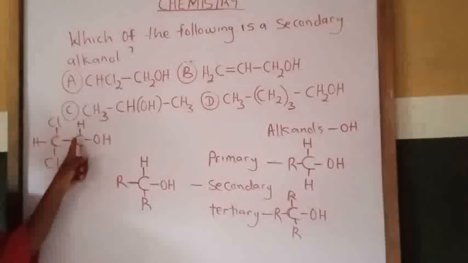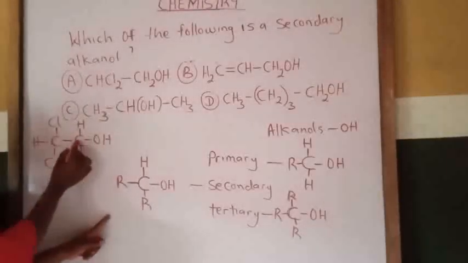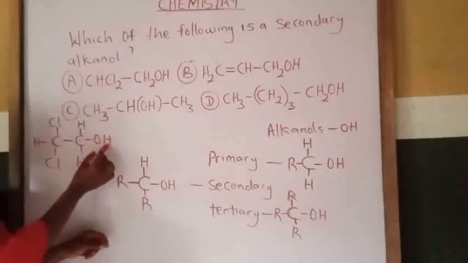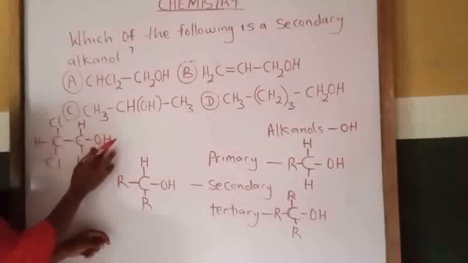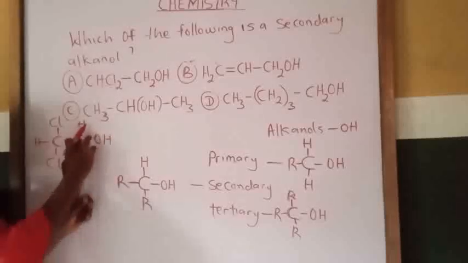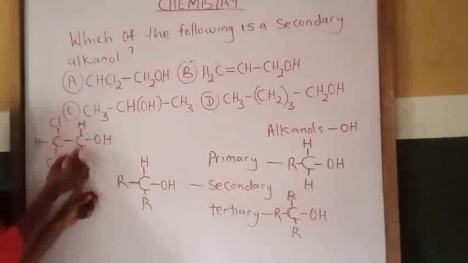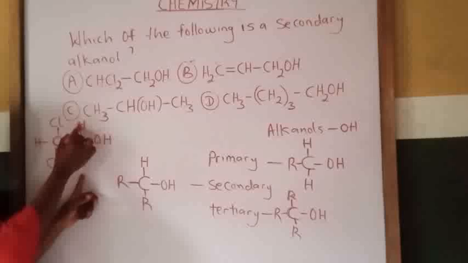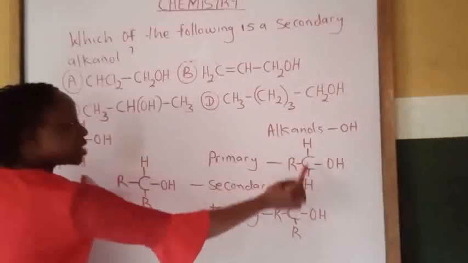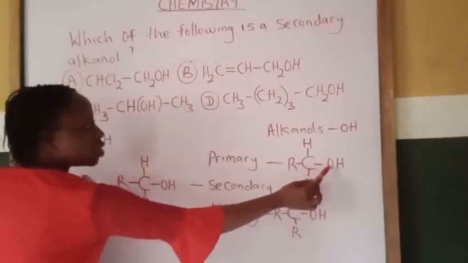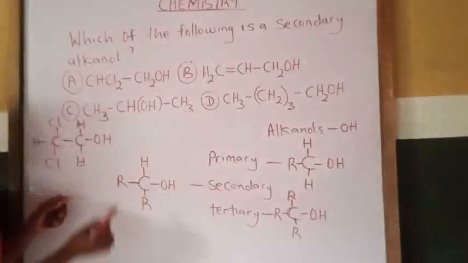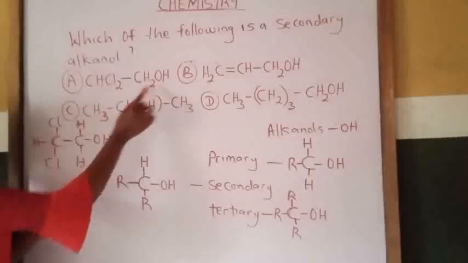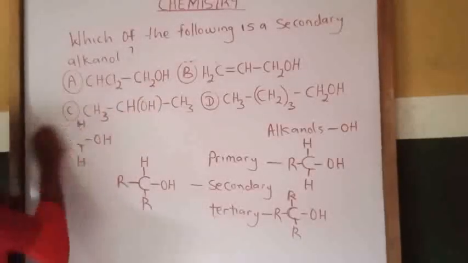Then our attention should be focused on the carbon atom where the functional group is attached. Our functional group OH is on this carbon atom. How many hydrogen atoms do we have on this carbon atom? We have 2 hydrogen atoms. When you have 2 hydrogen atoms on the carbon atom that holds your functional group, you call it a primary alkanol. So option A is a primary alkanol. Let's check B.